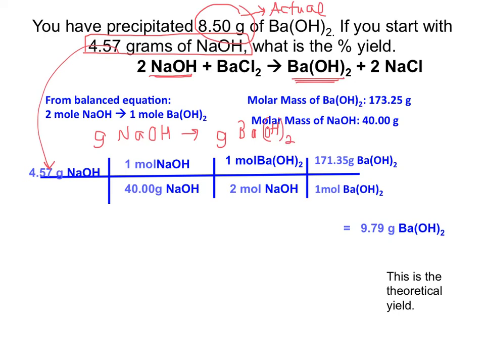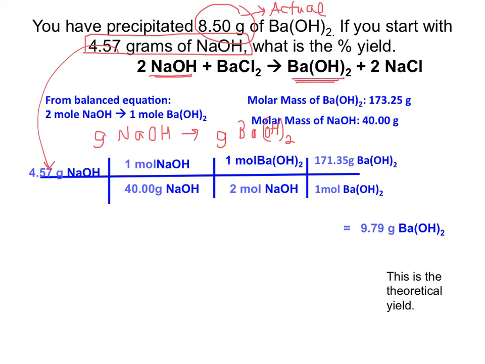It's going to be really important for you once again to remember that when two amounts are given to you in the problem, this is the first time you've seen a problem like this, one will be a reactant amount, one will be a product amount. The product amount is going to be the actual yield. The reactant amount is the starting point in order to calculate the theoretical yield.